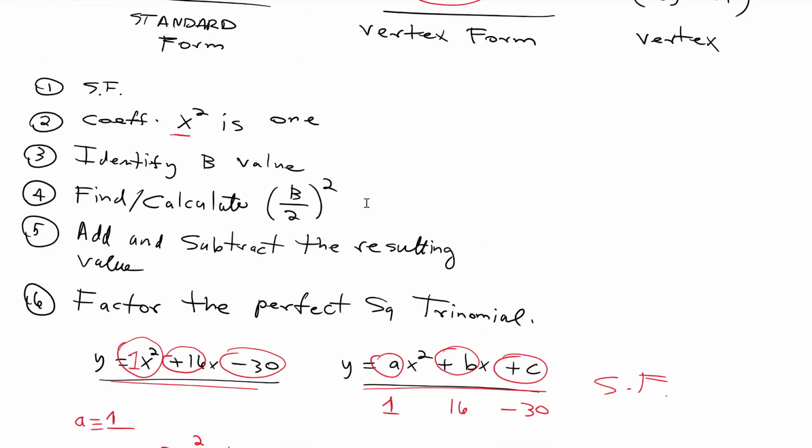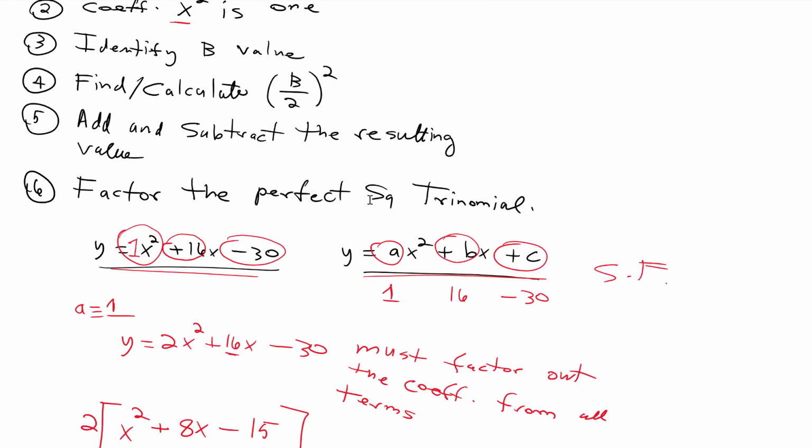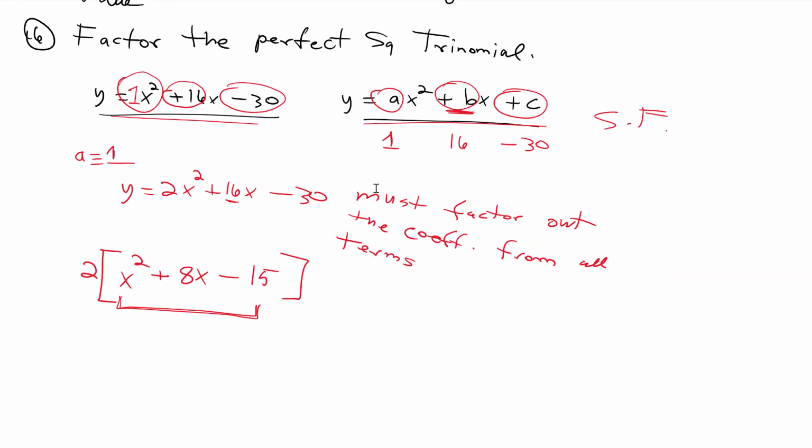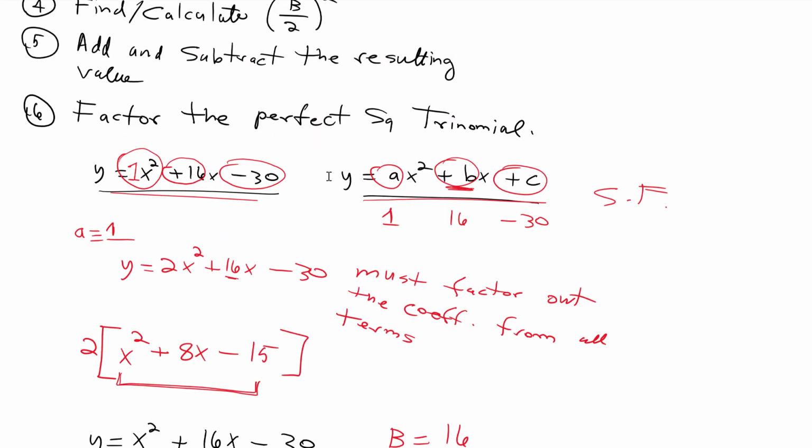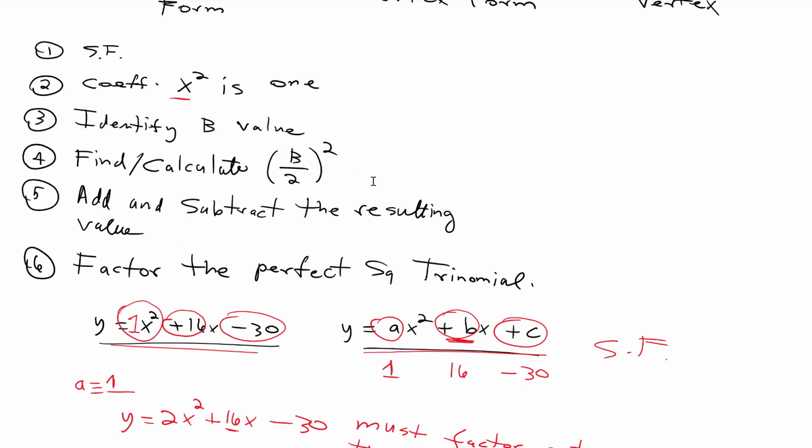So we have to make sure the coefficient of the x squared term is 1, which it is. Now we have to identify the b value. What do I mean by the b value? It's the b value I just talked about right here. Let's rewrite the problem, nice and clean: y equal x squared plus 16x minus 30. The b value is positive 16. That's what we have to find as a first step in completing the square. Then we have to calculate b divided by 2 squared.